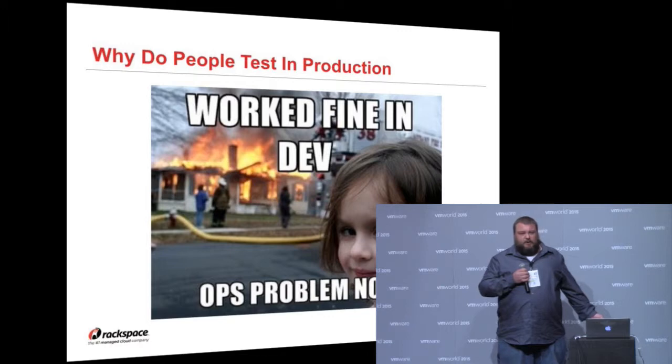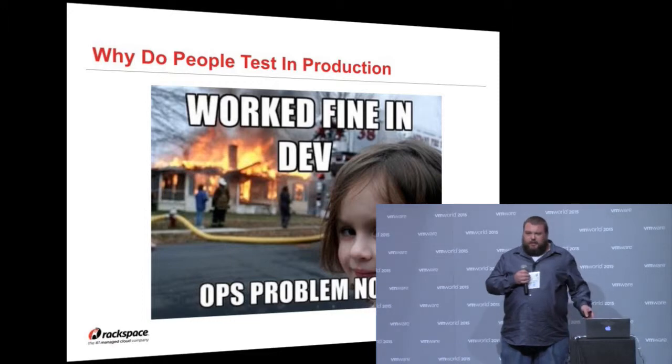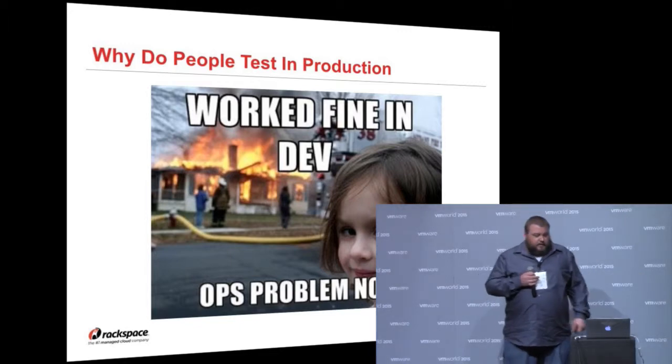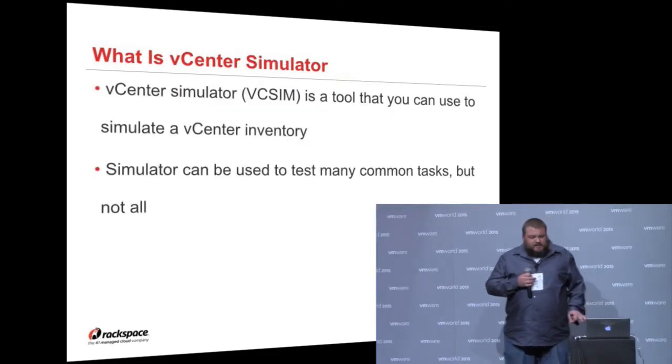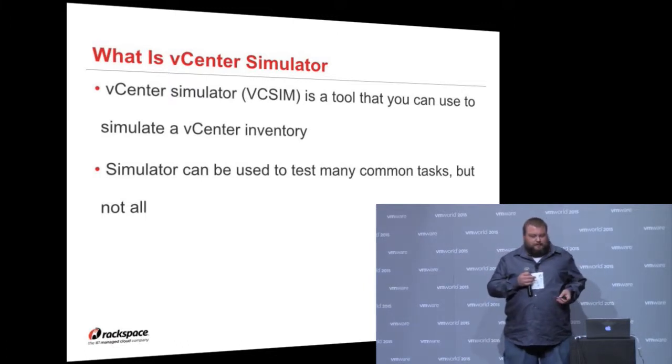Ultimately, we're trying to avoid this anyway, right? So the last thing we want is to write something, it gets deployed, and then we start getting calls, hey, this didn't work. Well, it worked fine in dev, right? So that brings us to the simulator. How can we avoid these? So we use the vCenter simulator.